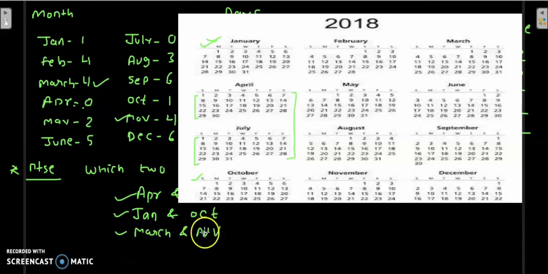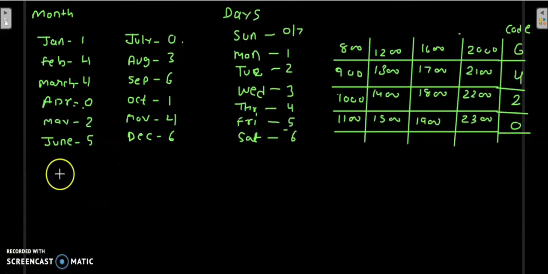But will be same. Their code is also same. Here code is 00, here code is 11, here code is 4 and 4. Understood? Now we'll take few more questions. Now the question for which you are waiting.